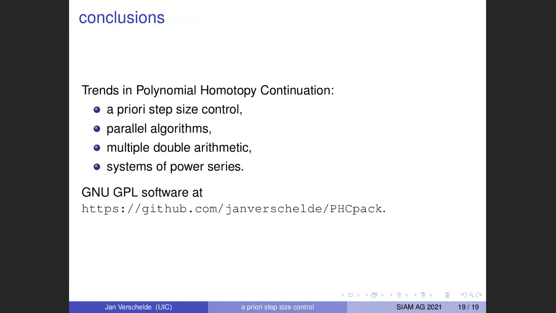All right, my time is about up. So I mentioned one important trend in polynomial homotopy evaluation, the use of a priori step size control, which actually gives a cost overhead for which we use parallel algorithms. Parallel algorithms are used to offset the cost of multiple double arithmetic. And then more in the future, one can think of expanding the input, since polynomials are also power series, to more general systems.